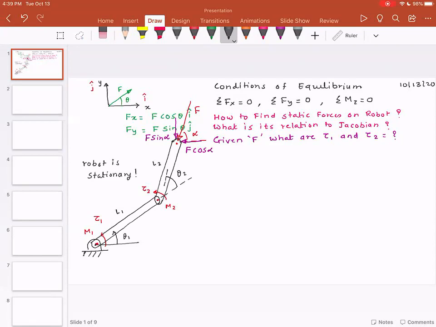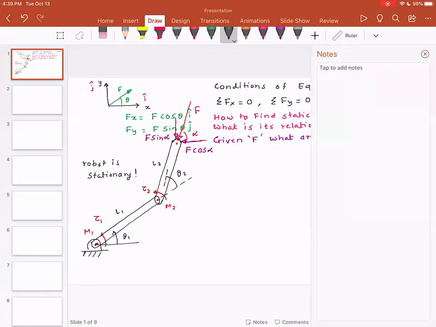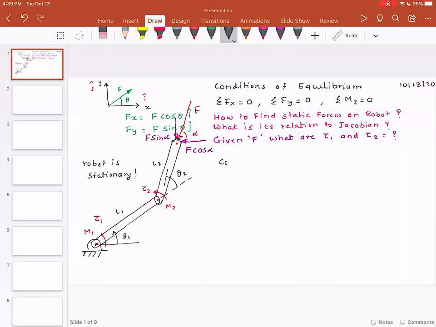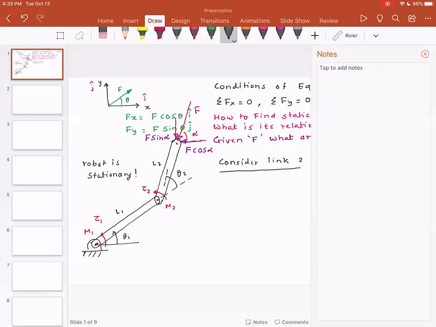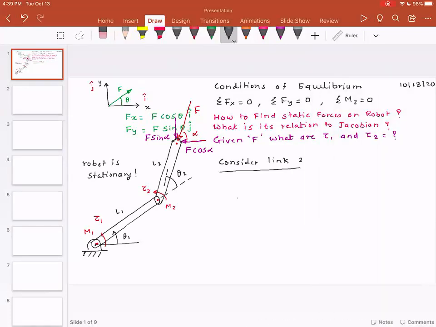So to solve the statics problem, I'm gonna draw the free body diagram of link 2. So consider link 2. And the free body diagram means I will be freeing the link. So this is my link 2.